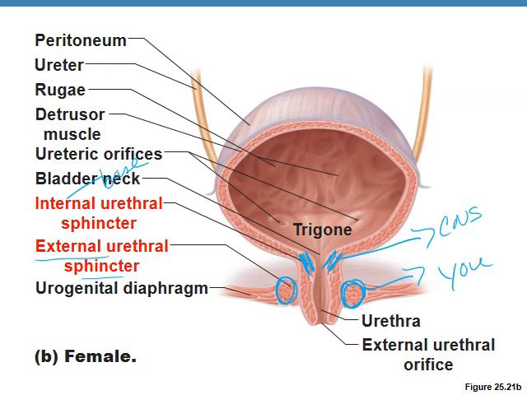So if you feel the urge to go to the bathroom, if you feel like you have to go, the central nervous system has relaxed these internal urethral sphincters, and you are contracting the external so that you don't just go all over yourself, right? When you go to the restroom, then you relax these external urethral sphincters and the urine is able to flow out.